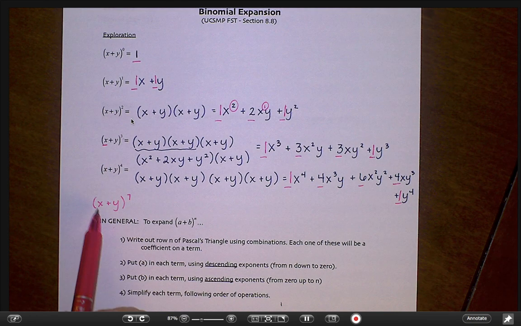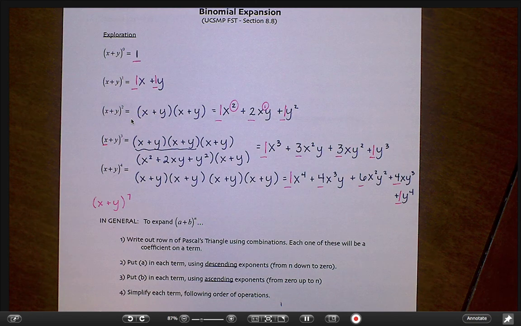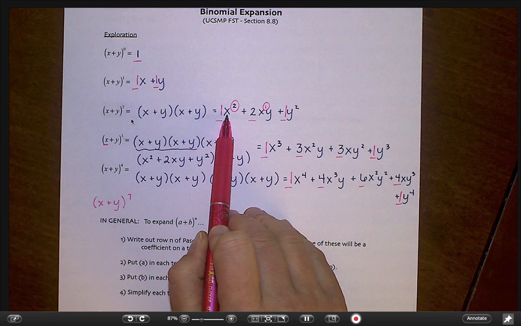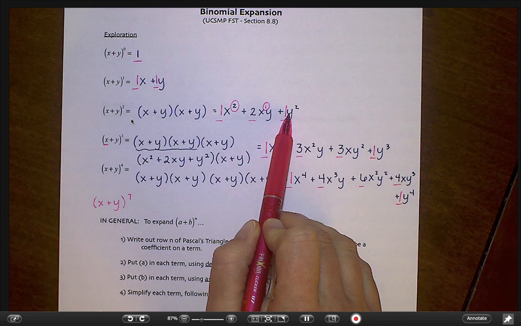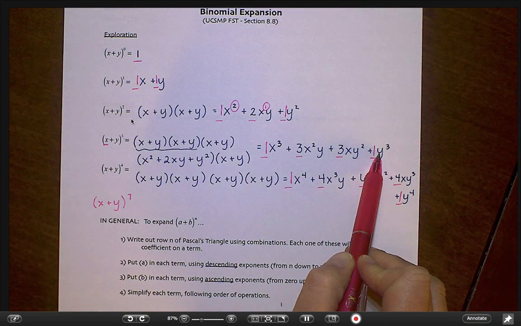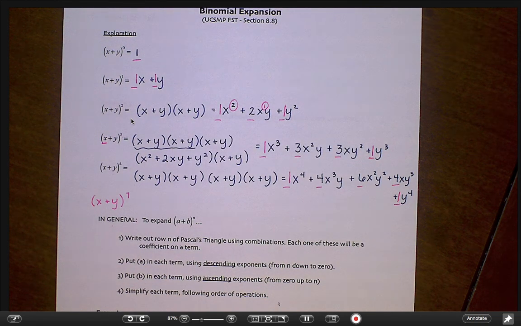So again, if I was doing x plus y to the 7th power, I would start with x to the 7th, and then my next term would be x to the 6th, my next term would be x to the 5th, and so on. At the same time that that's happening, look at what's happening to the y's. If I start here, this one has 0 y's, right? That's like y to the 0. This is y to the 1st. This is y to the 2nd. Here I have 0, 1, 2, 3. Here I have 0, 1, 2, 3, 4. So while the x's are going down in degree, starting at the highest degree and working their way down, the y's are starting at 0 and working their way up. Okay?